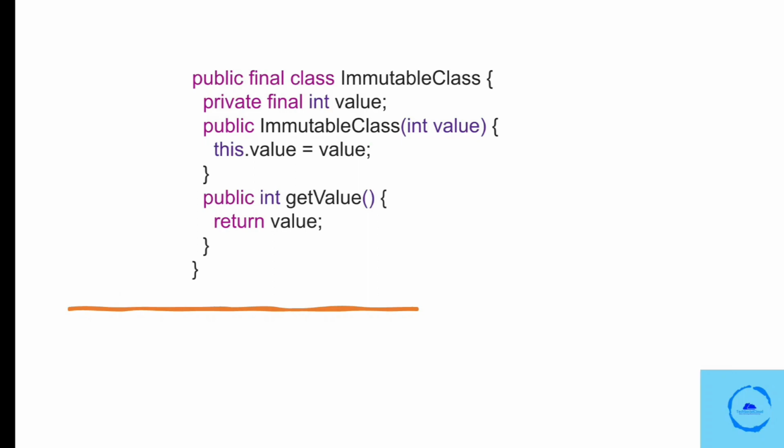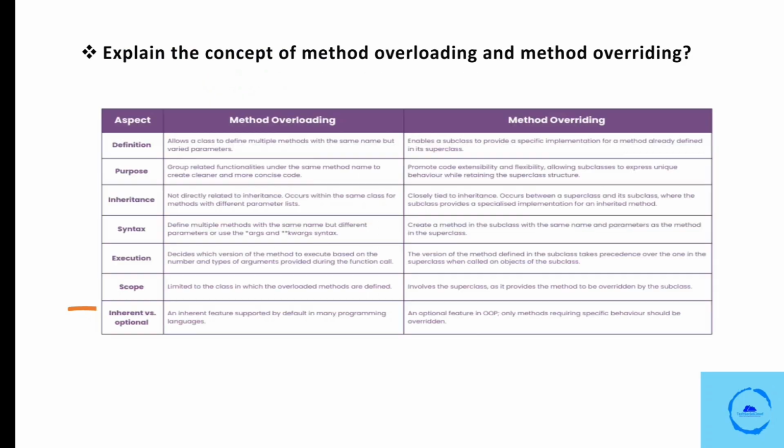Now let's talk about the private constructor of the immutable class. The class has a private constructor that takes an integer parameter representing the initial value of the value field. Inside the constructor, the value field is assigned the value passed as a parameter, and this class has a public method named getValue that returns the value of the field. This method provides read-only access to the internal state of the object, allowing clients to retrieve the value without the ability to modify it.